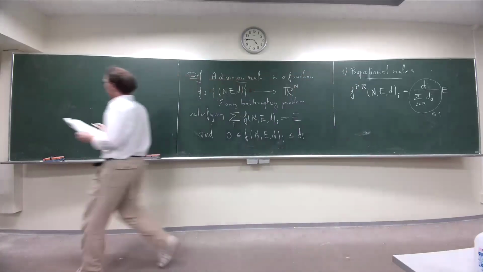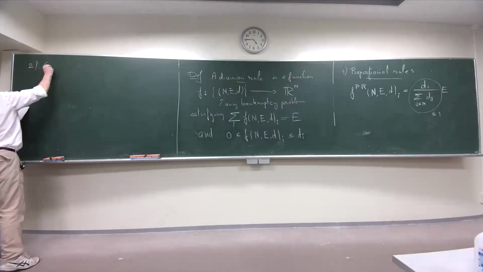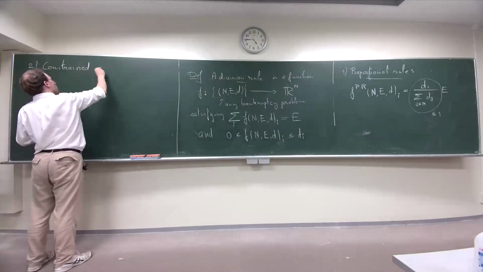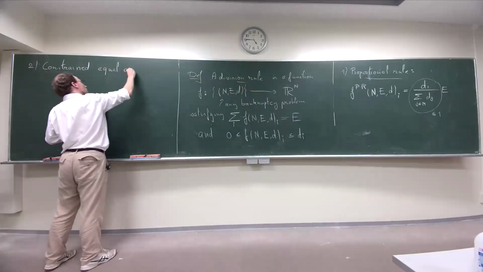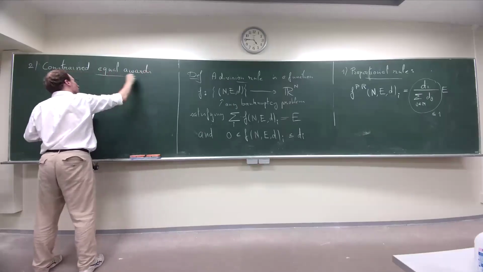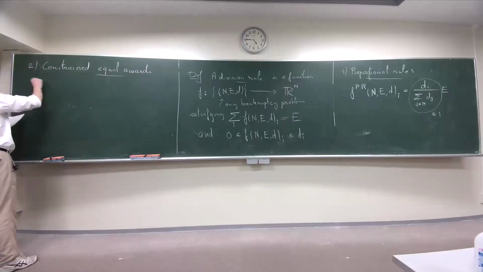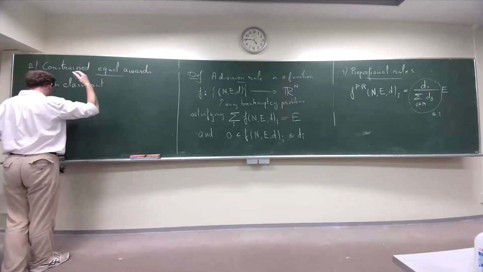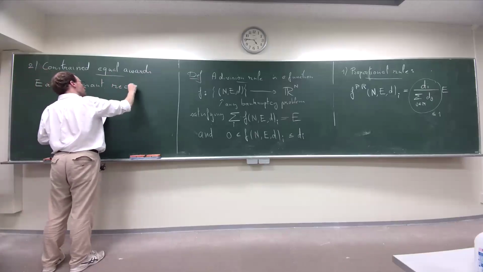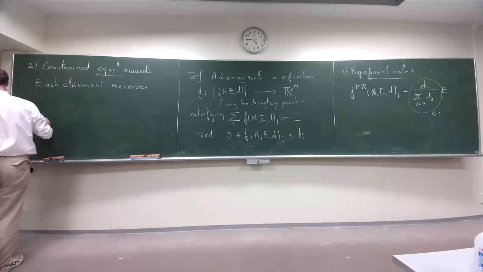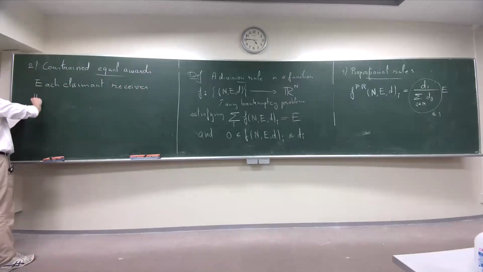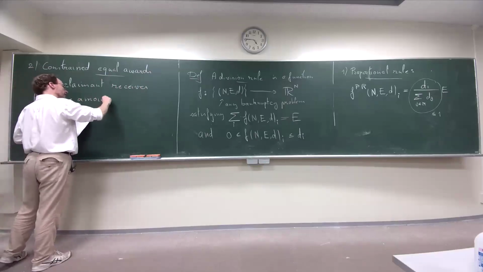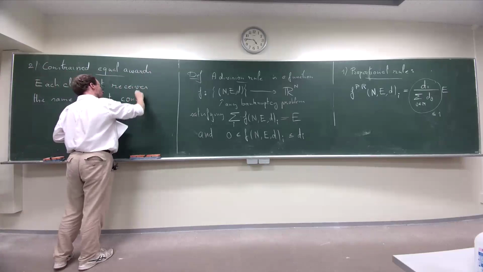Let's go to number 2, which is constraint equal. This is still not too difficult. So each claimant, so each player, in this case our claimant, they claim something, they receive the same amount. So they all receive the same amount, but with one condition.